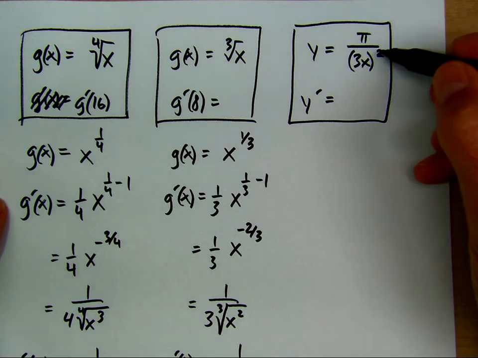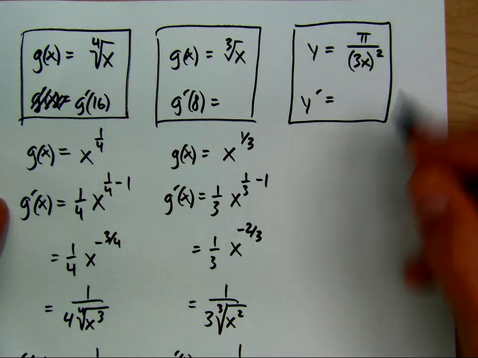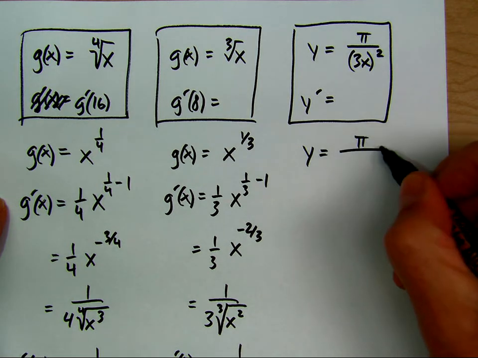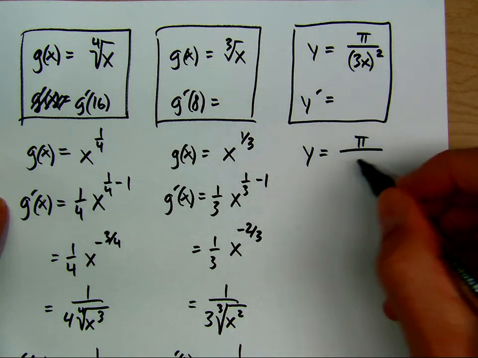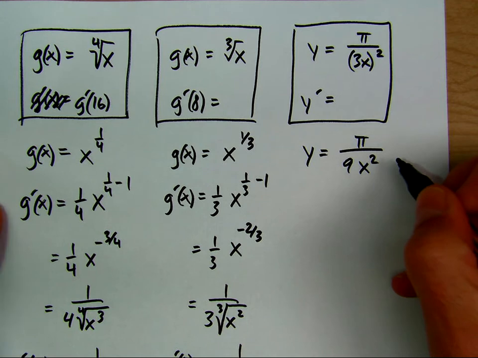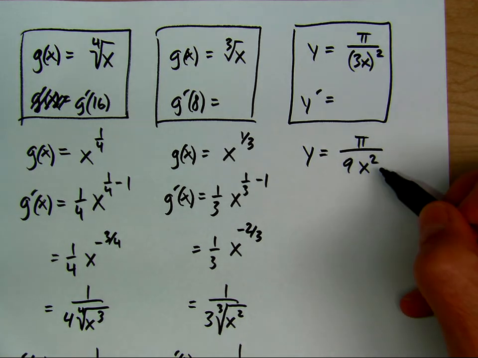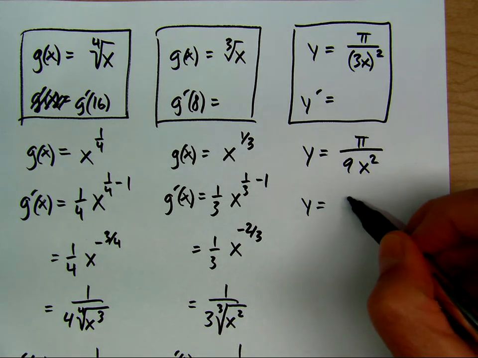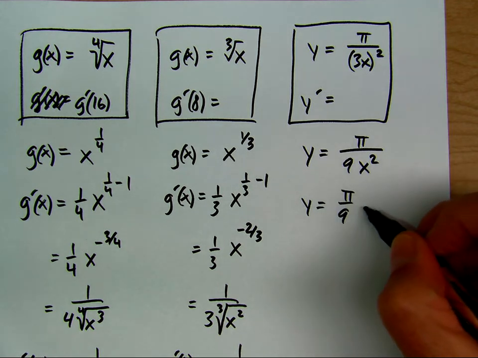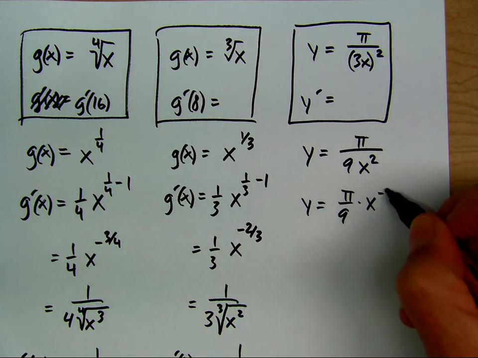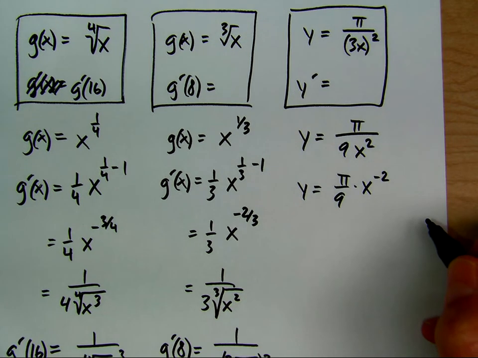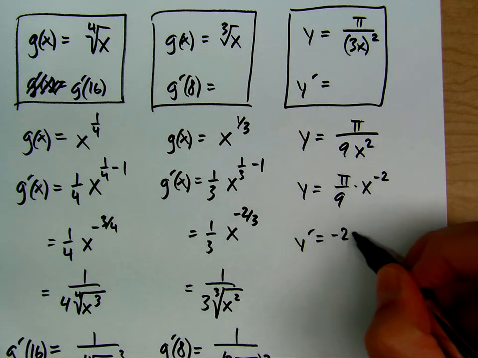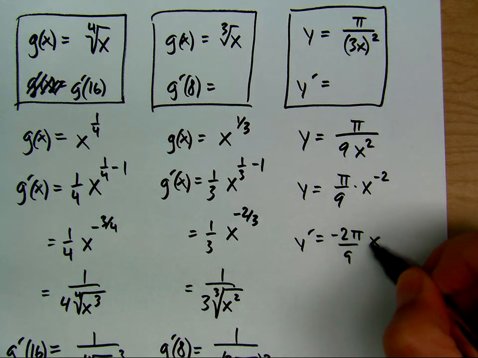All right, so this would require the chain rule. We're not reviewing the chain rule yet, and that means we'll have to just expand that to 9x squared. And we can't use the power rule like this, so we're going to rewrite it as pi over 9 times x to the negative 2. And now we can use the power rule. Multiply by negative 2, subtract 1.